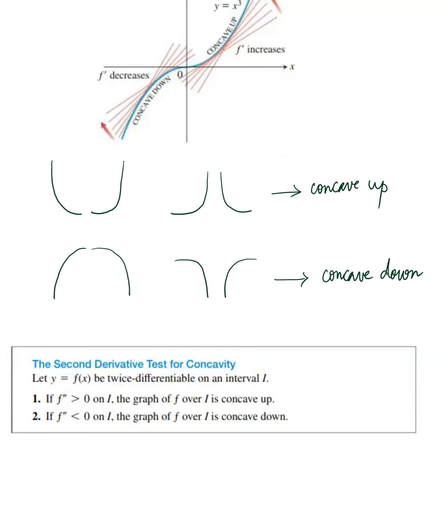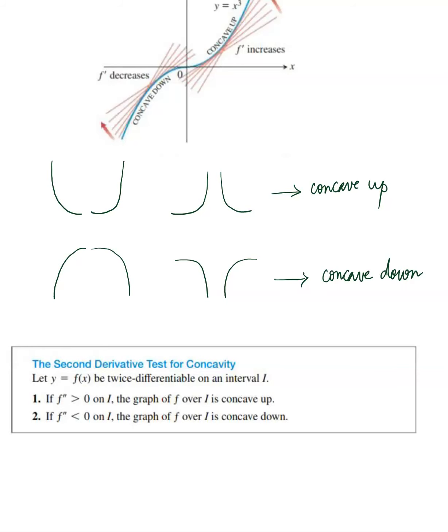Now it's all good if the graph is given to us, and we can determine from the shape where it's concave up and concave down. But if you are given a function and not a graph, then we can do this using algebra and the calculus concept of derivatives. We say that if y equals f of x is twice differentiable, meaning you can differentiate it two times, first derivative and the second derivative, then if the second derivative is positive on I, the graph is concave up, and if the second derivative is negative on I, the graph is concave down.